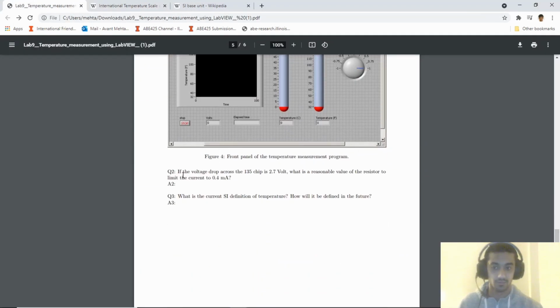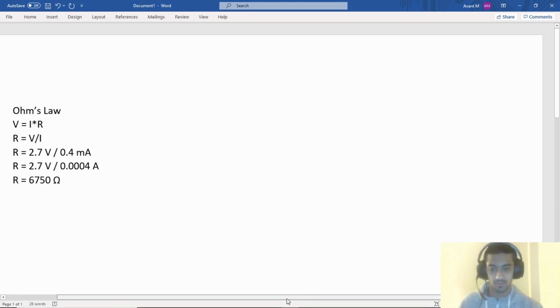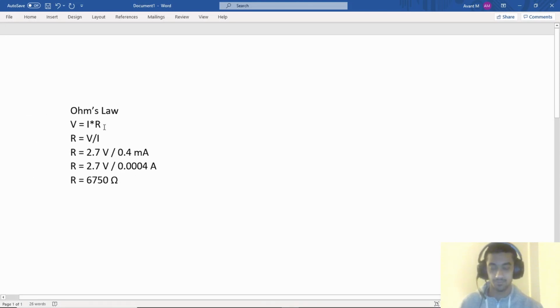And the second question we have: if the voltage drop across the LM135 chip is 2.7 volts, what is a reasonable value of the resistor to limit the current to 0.4 milliamps? And for that we use Ohm's law, as you can see here, which is V equals IR. And we rearrange it to make resistance the subject. So R equals V over I, voltage over current. Replace the values we know, 2.7 volts and 0.4 milliamps, which is 0.0004 amps. And finally, we get resistance is 6,750 ohms.